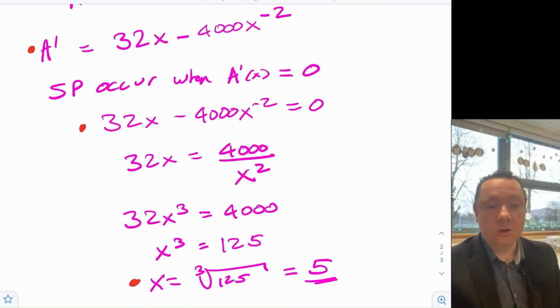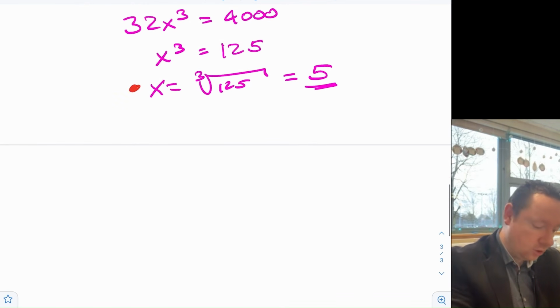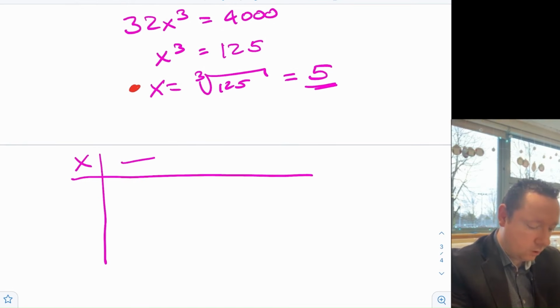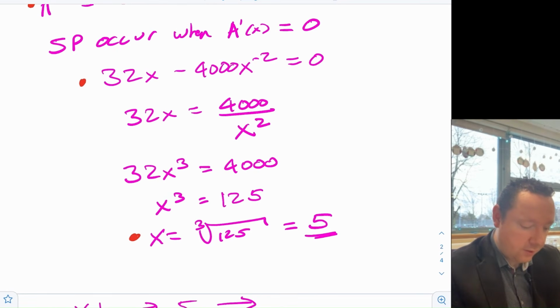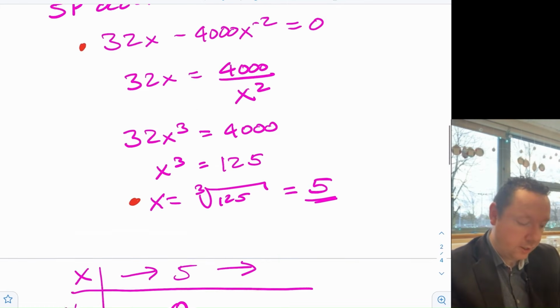But we need to prove and show that that is a minimum. We don't know if it's a minimum or a maximum. So we need to do a table of signs. So let's do our table of signs just to show that. X going along, 5, and we're going along. A dash x, so a number less than 5, but not 0, because 0 is undefined. Then if you picked 1, say, you would get 32 minus 4000 over 1. That's a negative. So we've got negative, 0, hoping that after 5 is positive, but you can check.